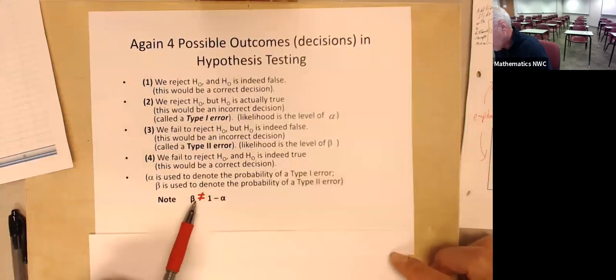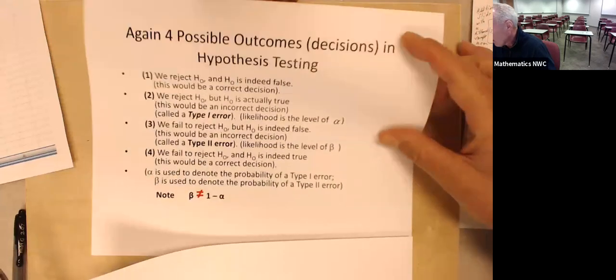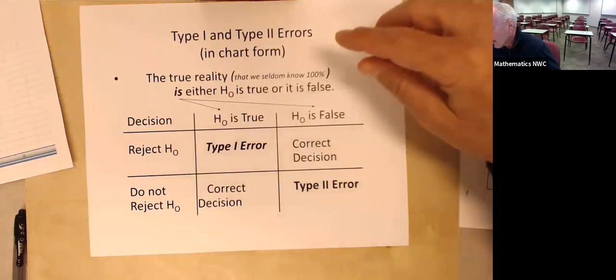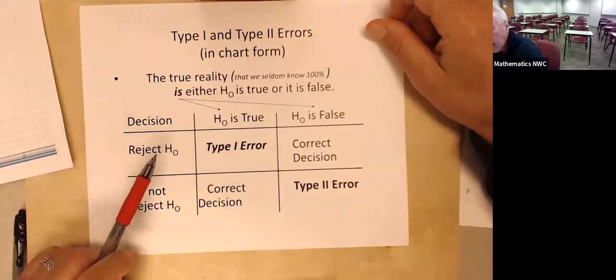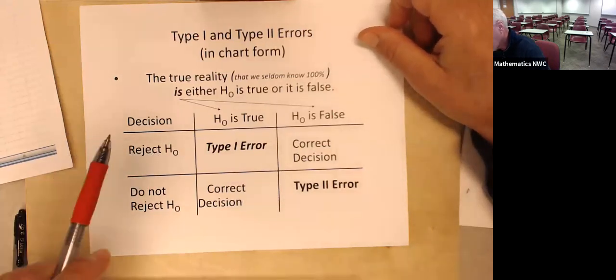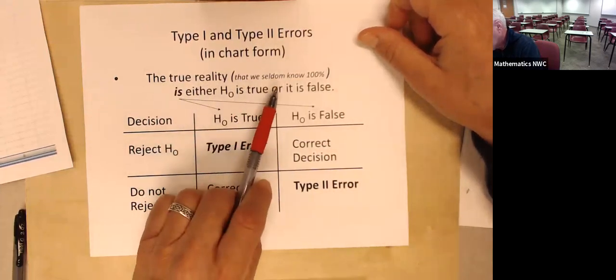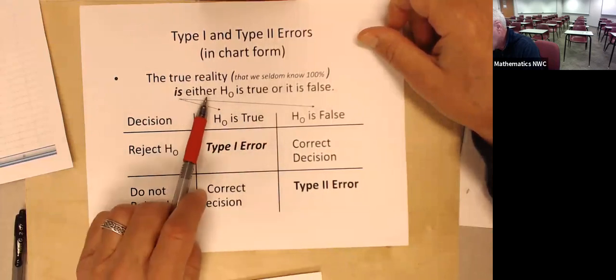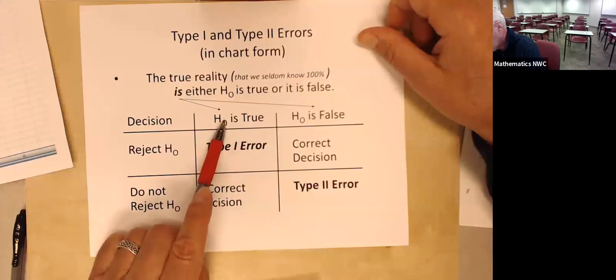This is like saying, again, they're not complements of each other. Another version, because it's hard for people to keep these straight, type 1, type 2 errors, here's another version. The true reality, which we seldom know 100% of the time, is either the null is true or it's false. Here, for example, I'm saying the null is actually true.